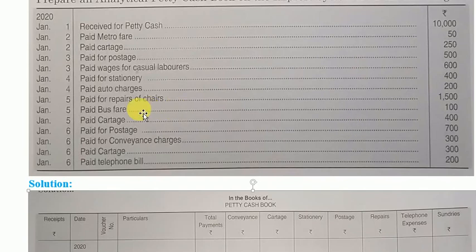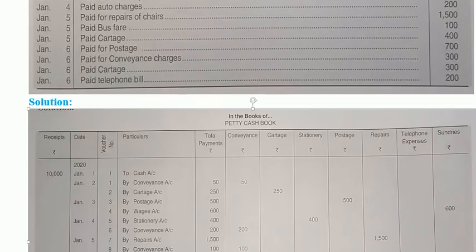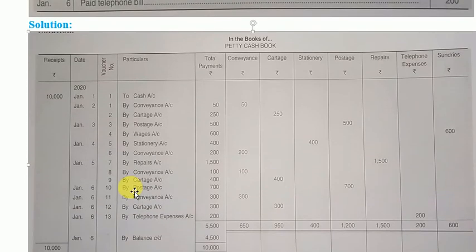And now proceed towards paid cartage worth rupees 400 on January 5th. So we'll do the same thing. We'll record on January 5th by cartage of rupees 400, and this is recorded in a cartage column also, to find out how much cartage expenses were incurred during this month. Okay, so 400 is recorded in the cartage column also.